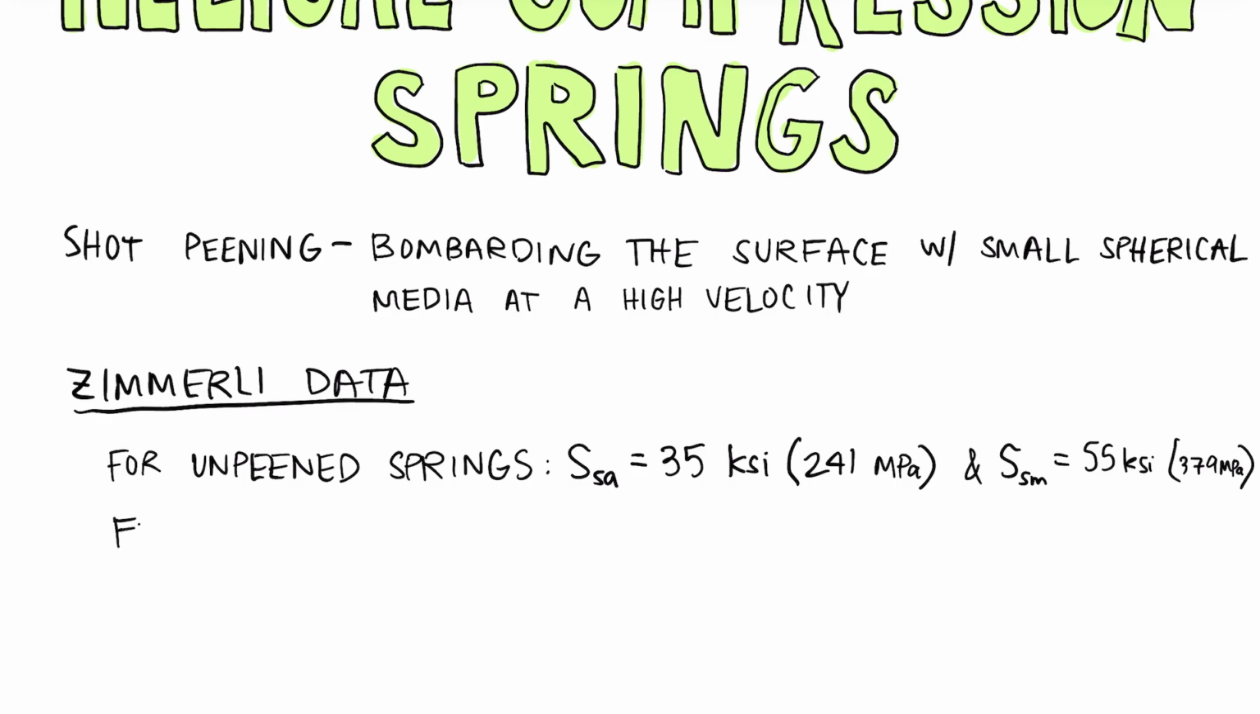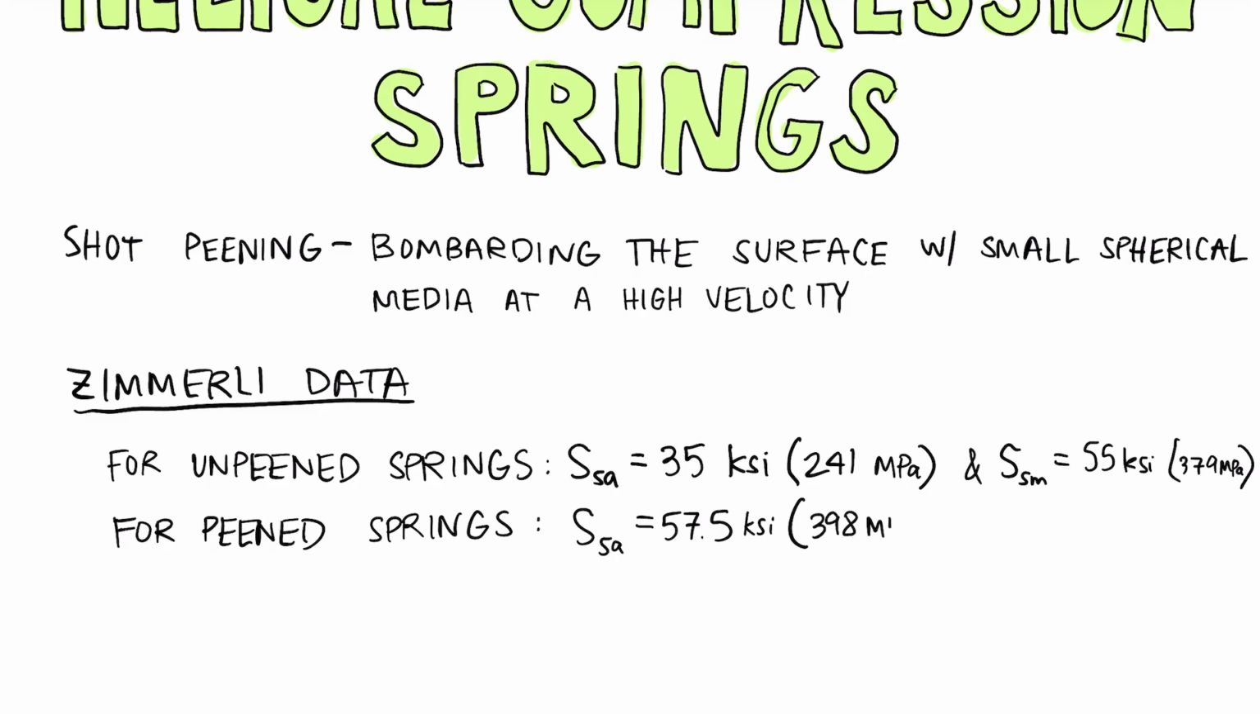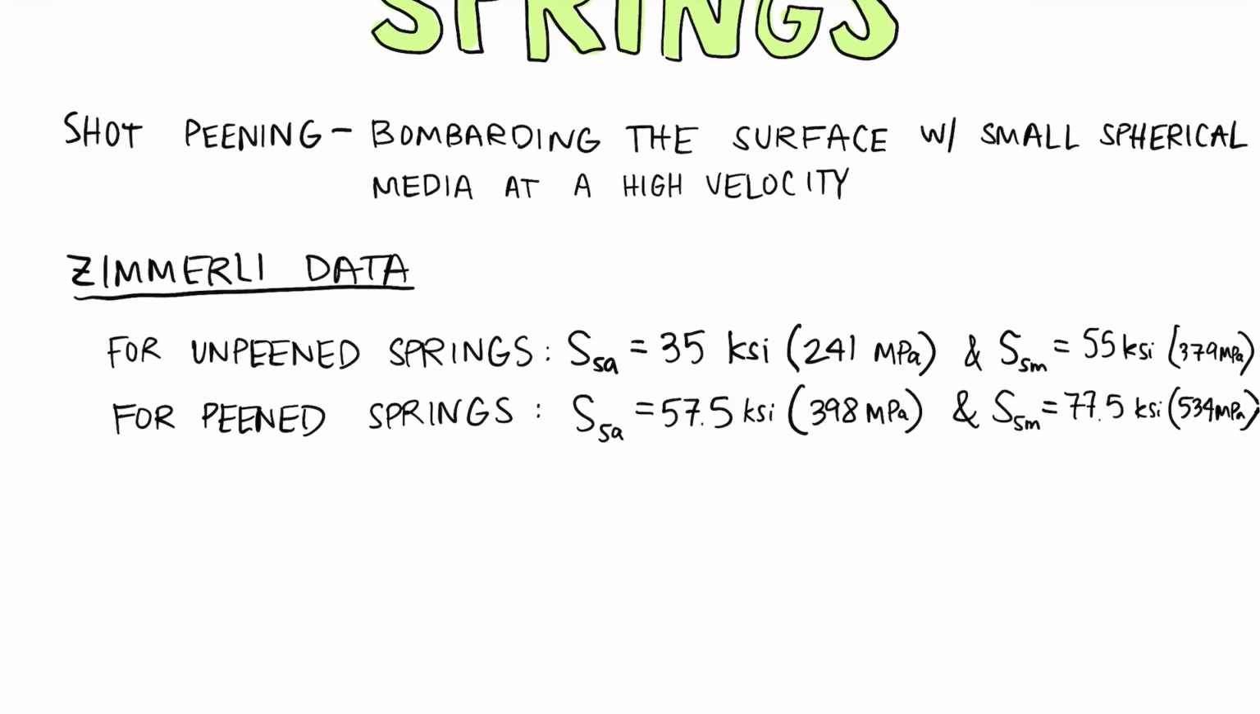Okay, and then for peened springs, so springs that have undergone this surface treatment where they've been bombarded with some kind of spherical media at a high velocity, those have a shear alternating strength of 57.5 KSI or 398 megapascals, and a mean shear strength of 77.5 KSI or 534 megapascals. Okay, and these data will be on your equation sheet if you're in my class taking an exam.